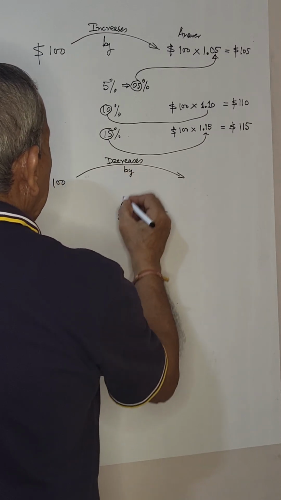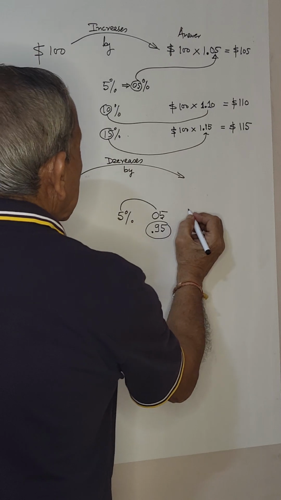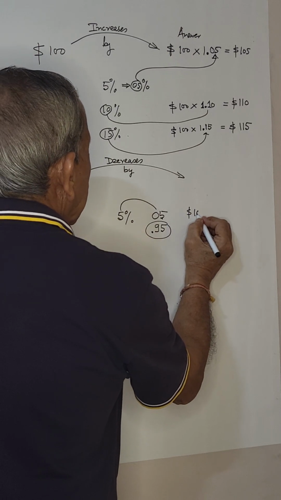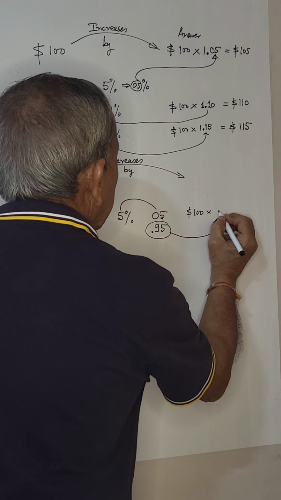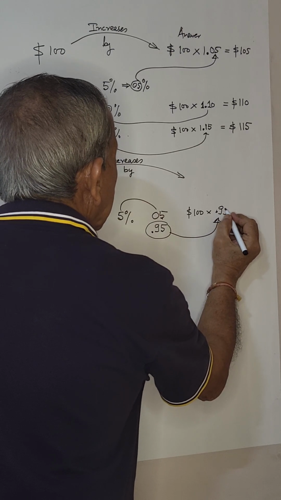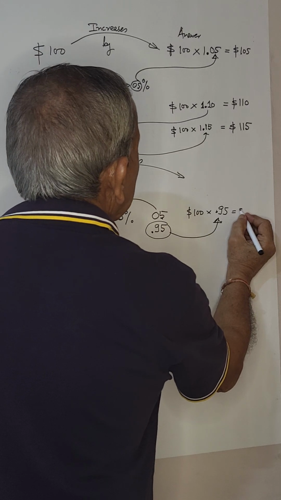So decreasing by 5%, the amount will be, you multiply $100 by this, by 0.95, and the answer will be $95.